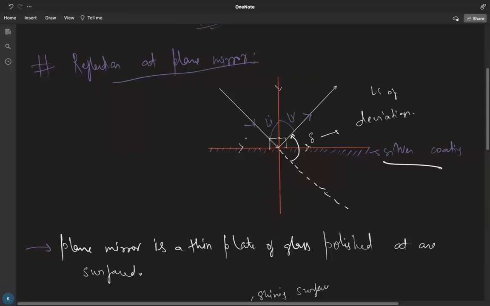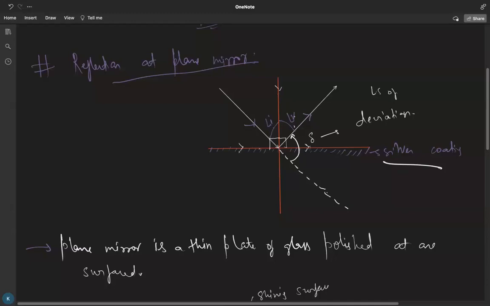I am incident at some angle I, and the ray has to move in this straight direction, right? But the ray is bent; there is a change in path of the incident light in the same medium, right? The incident ray of light has to move in this direction, but it is moving in some other direction. So this angle is the angle of deviation, right? And this and this angle are equal.